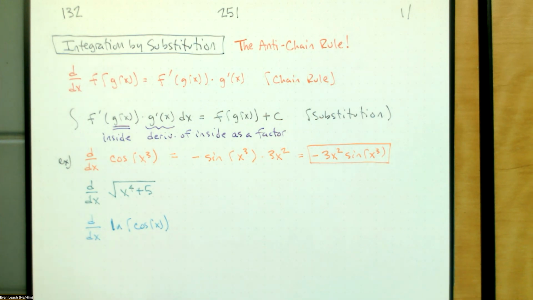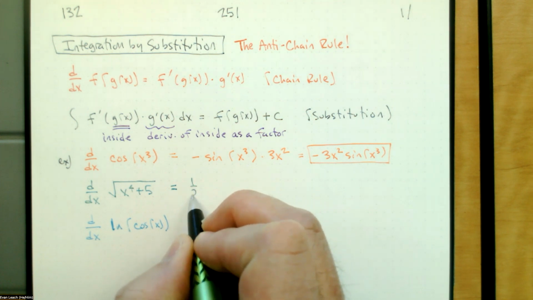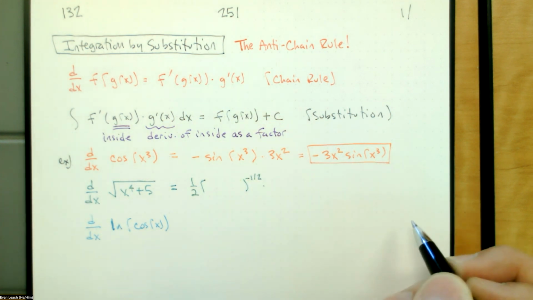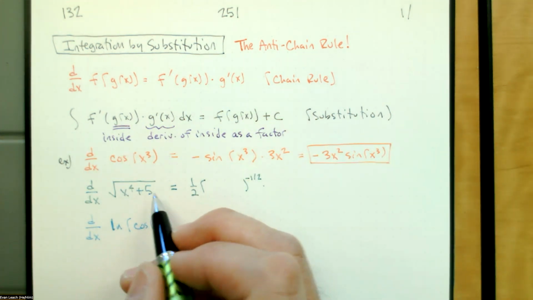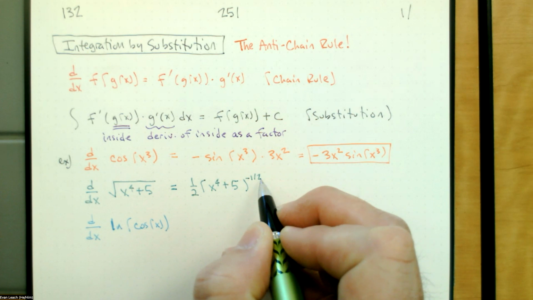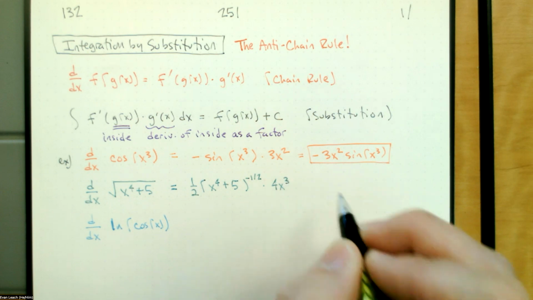Just some quick chain rule review. In the next problem, I've got x to the 4th plus 5, all raised to the 1/2 power. We see the square root, we think of that as a 1/2 power because we want to do nx to the n minus 1. So it's a bunch of stuff to the 1/2 power. The derivative of a 1/2 power is 1/2 of that stuff to the negative 1/2 times the derivative of that stuff. So the derivative of x to the 4th plus 5 is 1/2 times x to the 4th plus 5 to the negative 1/2 times the derivative of x to the 4th plus 5, which is 4x to the 3rd.